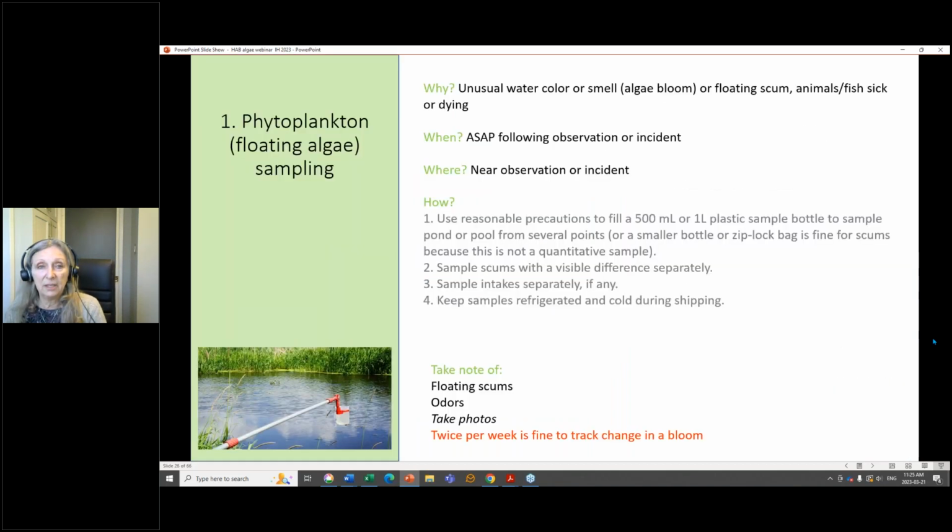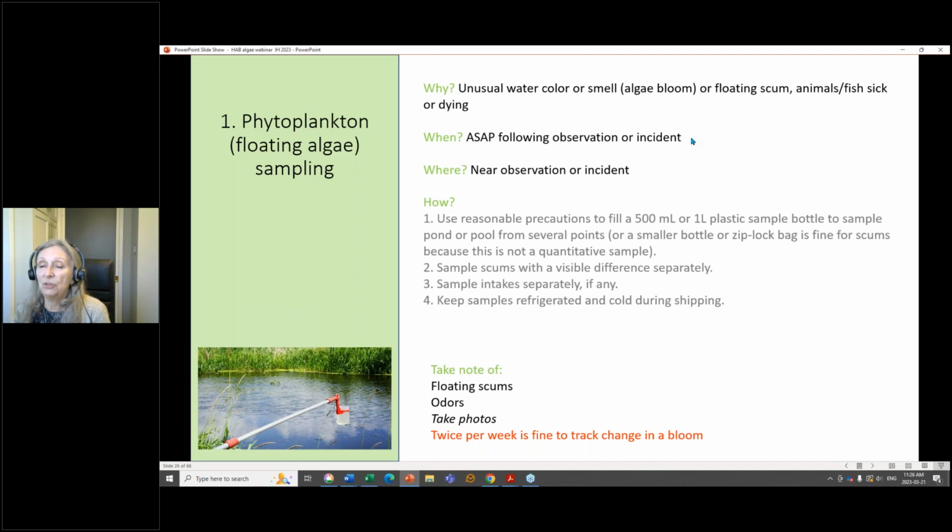So now you've decided that you may have a problem and you want to send a sample to a lab. How are you going to go about it? Well, you're triggered by either there's a strange color to the water, there's a strange smell, there's a smoking scum that you don't recognize, and unfortunately, this is a fairly reliable test: animals and fish are getting sick or dying. Hopefully someday we'll be able to test these things in advance of such an obvious metric, but there you go.